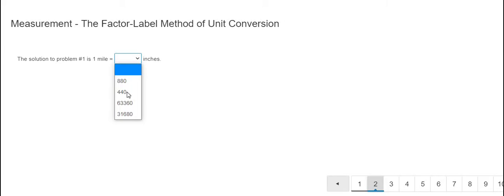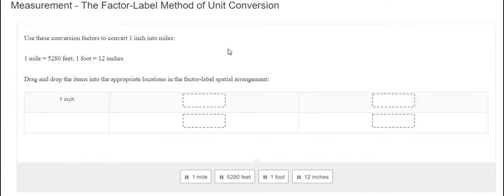And if we do the drop down, we see that 63,360 is one of the options, so we can choose that. Let's go to the next one. Okay, now for this one, we're going to go backwards. And what we're doing here is we're converting 1 inch into miles. So first of all, we have to set up the conversion factor that's going to convert inches into something else.